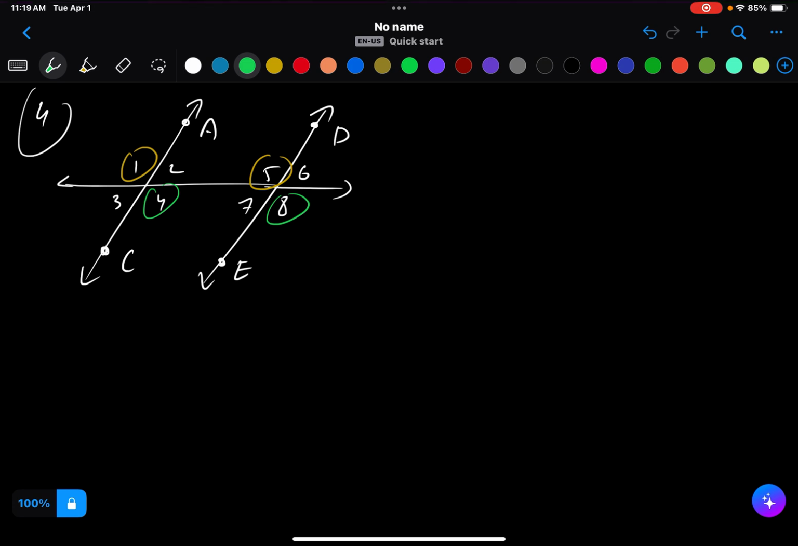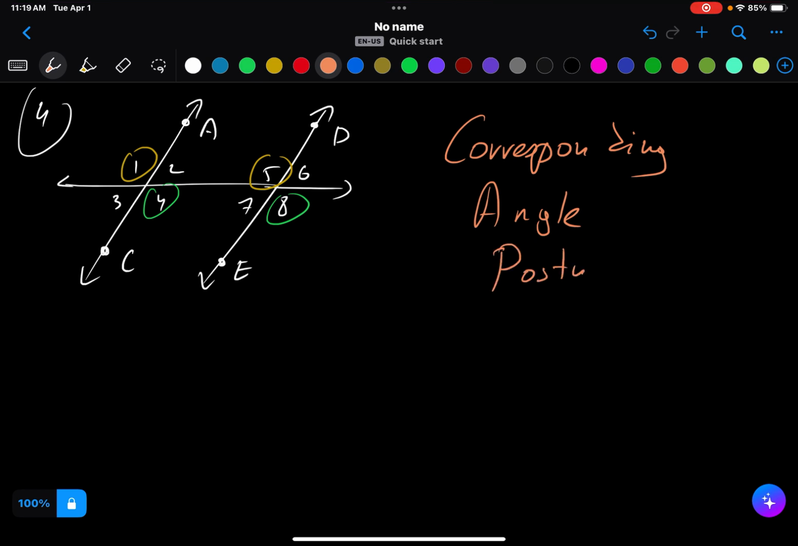And this is the corresponding angle postulate. Postulates and theorems are pretty much the same thing. So this is the corresponding angle postulate, if I'm not mistaken. Yes. So that's the answer to number 4. Pretty darn easy, I'd say.